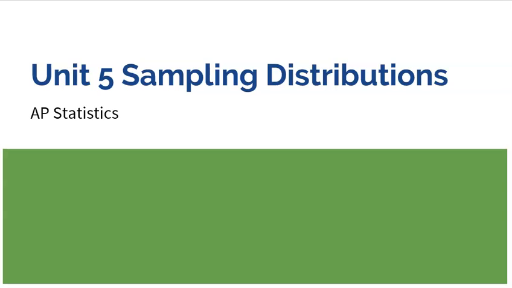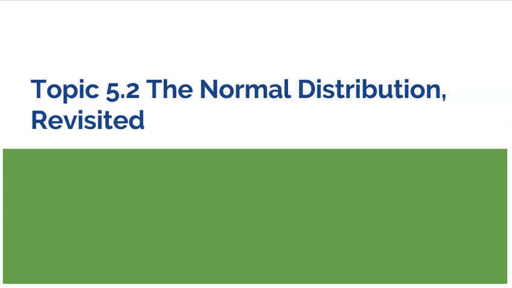All right, welcome to Unit 5 on sampling distributions. This is topic 5.2, the normal distribution revisited, and this is part B, the second video for this. So we're going to just dive right back into it. Remember, this video is really focusing on how we could use the normal model to help us find probabilities if a distribution follows a normal model.